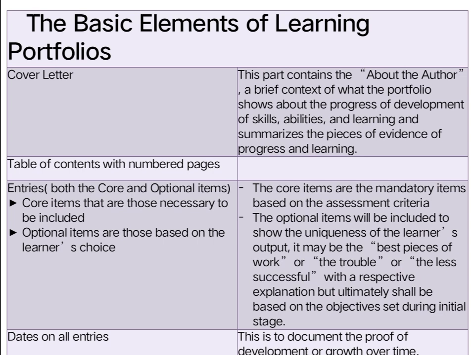The optional items are those based on the learner's choice. So it is about your choice. The optional items will be included to show the uniqueness of the learner's output. It may be the best pieces of work or the troublesome or less successful ones with the respective explanation, but ultimately shall be based on the objectives set during the initial stage. Next is dates on all entries. Of course, it is very important to include the dates in all of your entries or all of your work. This is to document the proof of development or growth over time.